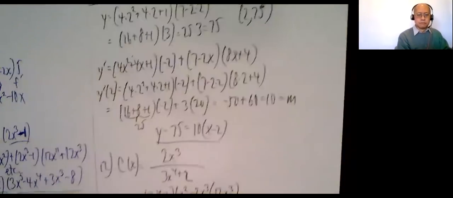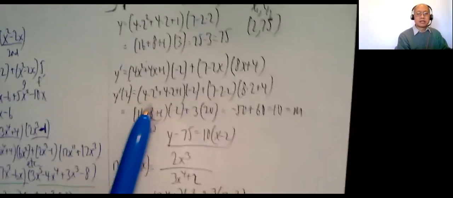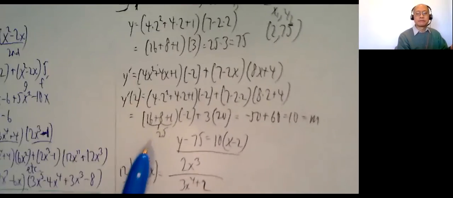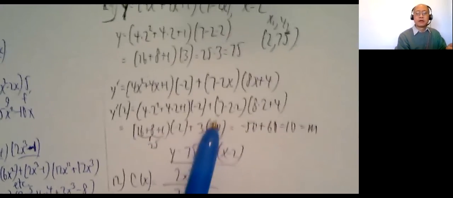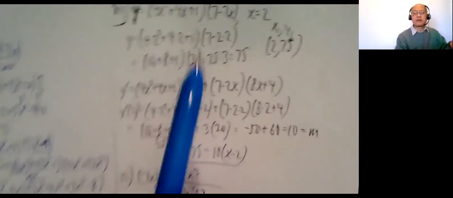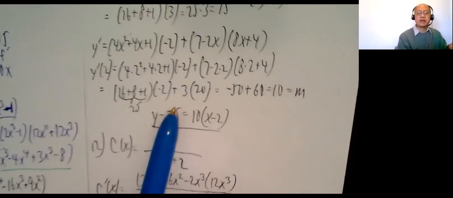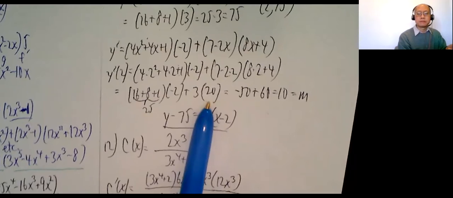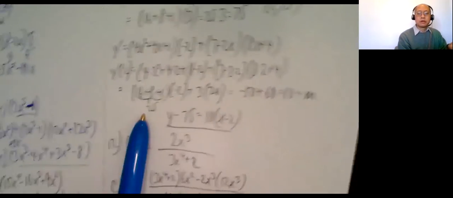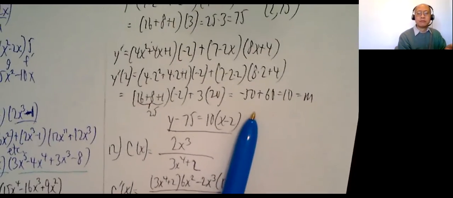Okay, you may recognize some of this, we've already done when I did the calculation back up here. We sort of already did a lot of it. Like I recognize this is still 16 plus 8 plus 1. That's 25 times negative 2 plus 7 minus 2 times 2. We did that up here somewhere, didn't we? Yeah, so that's what, 3? 8 times 2 is 16 plus 4 is 20. So 25 times negative 2, negative 50. 3 times 20 is 60. Add them up, 10. So 10 is my slope. That's my m.